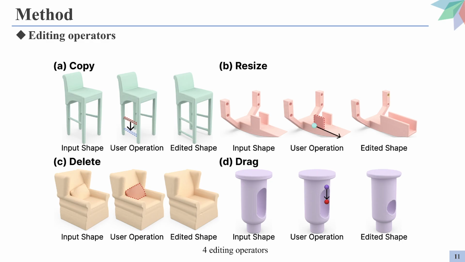While some of the operators are partially achievable by traditional methods, the paper's method considers the editing operation more semantically, as can be seen when resizing a part of the shape. You can see that the symmetric part on the other side has also been resized, meaning that the method takes the symmetry factor into account when editing.